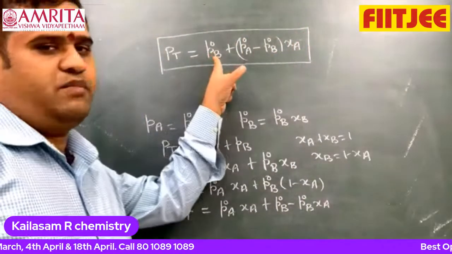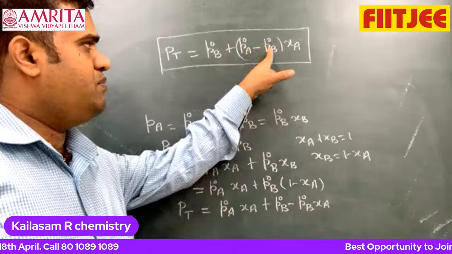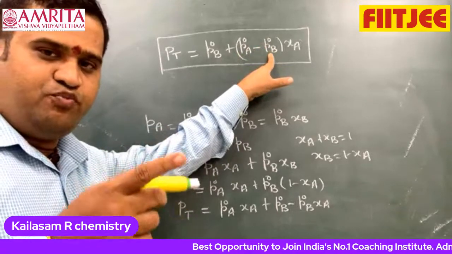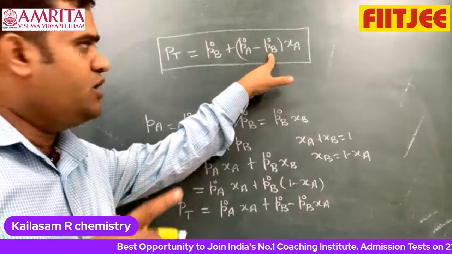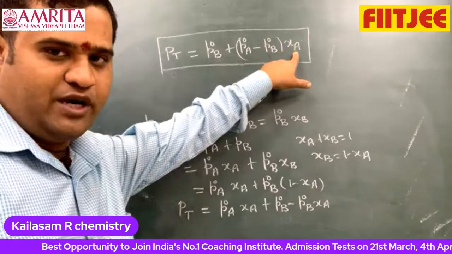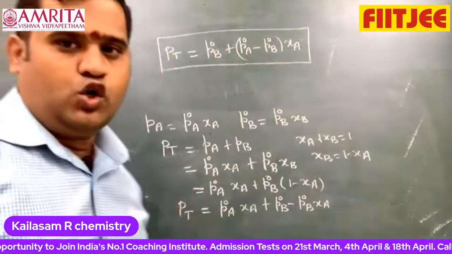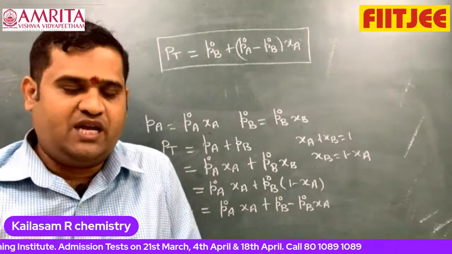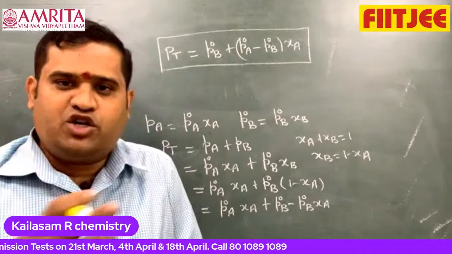If you know P naught A and P naught B, what are P naught A and P naught B? The vapor pressure of pure component A and component B. If you know the mole fraction of component A, you can find out the total pressure of the component A, component B solution. That means we can find out the total vapor pressure of the solution.